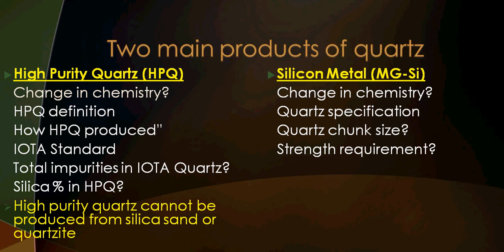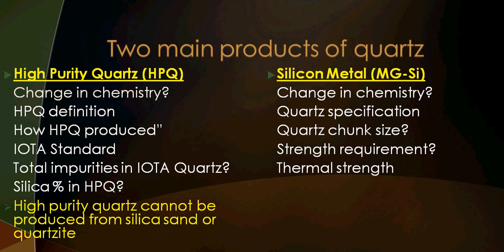Yes, the quartz used to produce silicon metal should be strong enough physically as well as thermally. Why? Because if it is not mechanically strong, it will keep breaking during mining, during transportation, during processing, during handling. So the size will reduce. So the quartz should be strong.